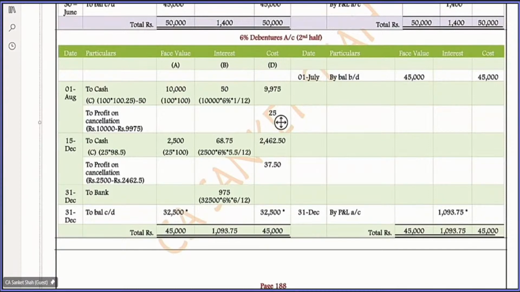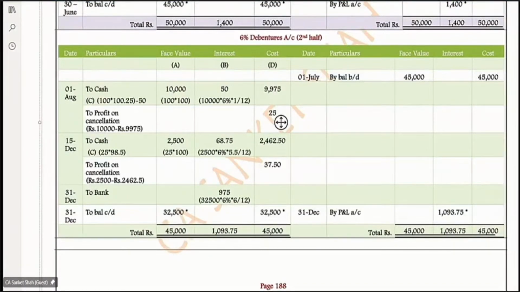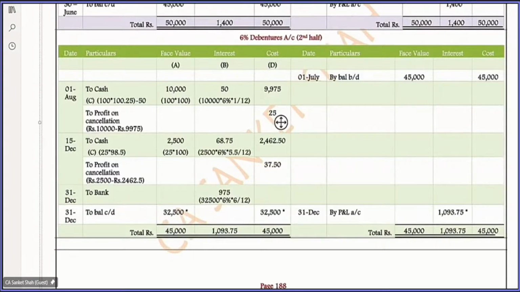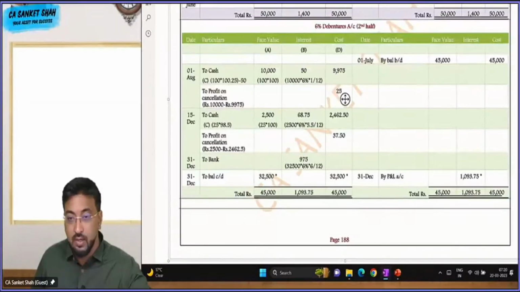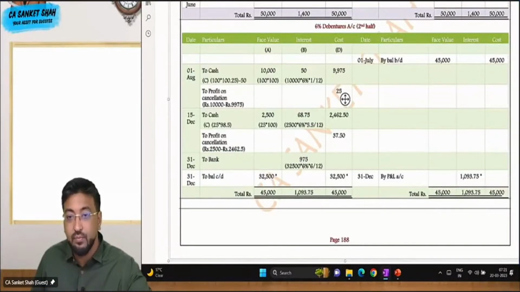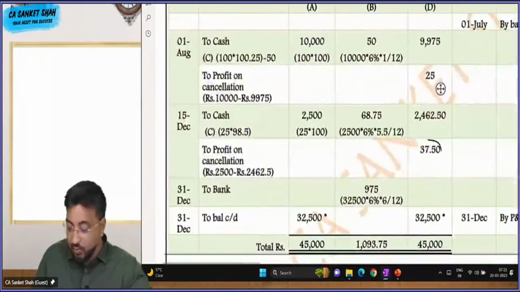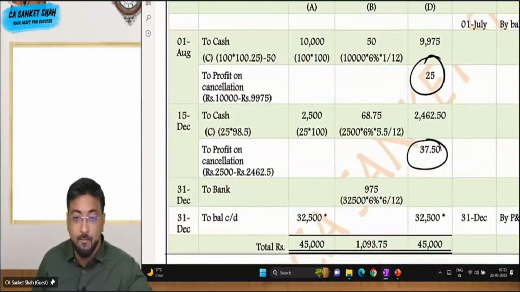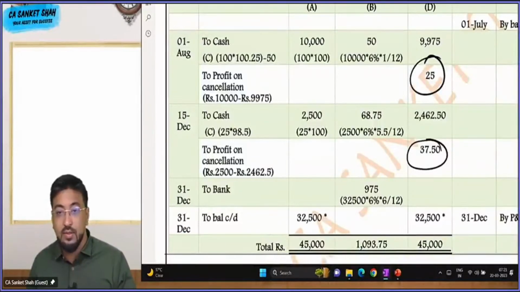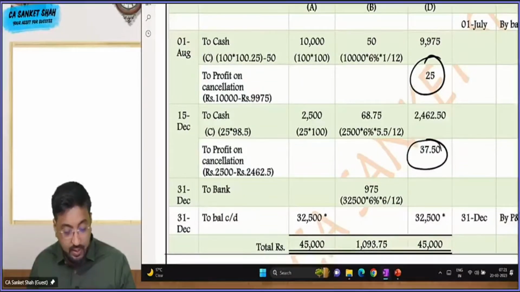1093.75. Yes, very good. And what is the amount that you transferred to, sorry, what is the amount that you carried to balance sheet? It's 32,500. Is it correct beta? 32,500. 32,500 is the correct amount. And you can see the profit on cancellation. In first case it is 25 rupees, and in second case beta, it is 25 rupees and 37.5. Yes, this is the debit side. Any difficulty in this? Any difficulty in this?